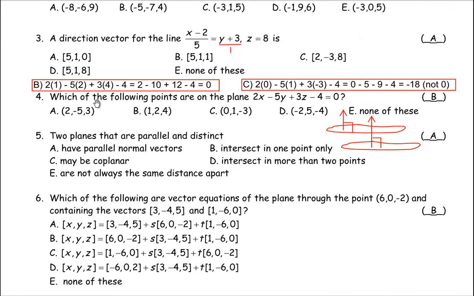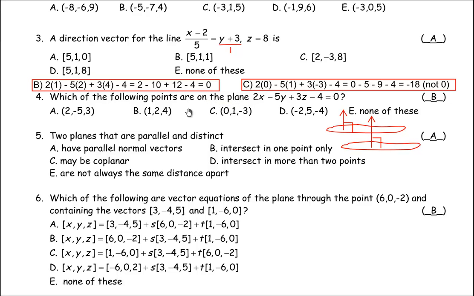For the next question, number 4, we're asked which of the following points is on this plane. It says R because there's more than one of them, but there's only one that's actually on the plane. The answer here is B. Probably the easiest way to determine if it's on the plane is to start substituting in the coordinates (1, 2, 4) in this case in place of x, y, and z. So it's 2 times 1, minus 5 times 2, plus 3 times 4, and then minus 4. So 2 times 1 is 2, minus 10, plus 12, minus 4, that does equal 0. So that point does satisfy the equation.